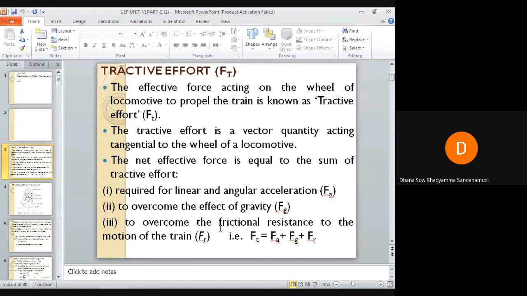Our next topic in this unit is tractive effort. The effective force acting on the wheels of a locomotive necessary to propel the train, the active force that is necessary to propel the train, acting on the wheels of the locomotive, is nothing but tractive effort. So what is the tractive effort? It is the effective force required to propel the train, that is acting on the wheels. You can denote this tractive effort by F suffix T.